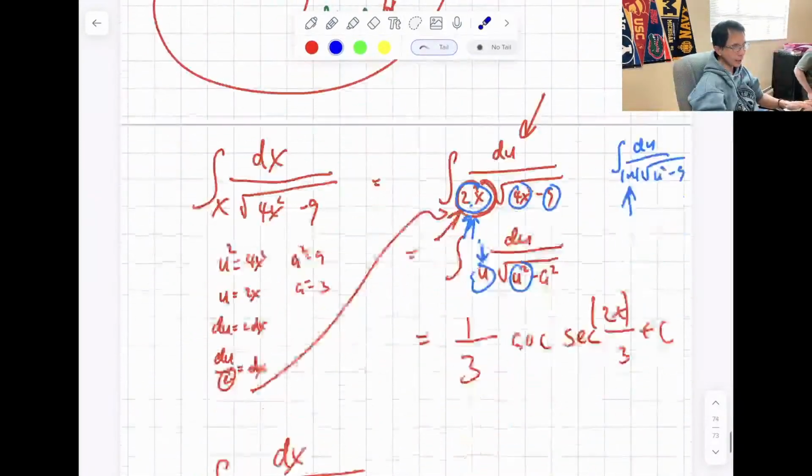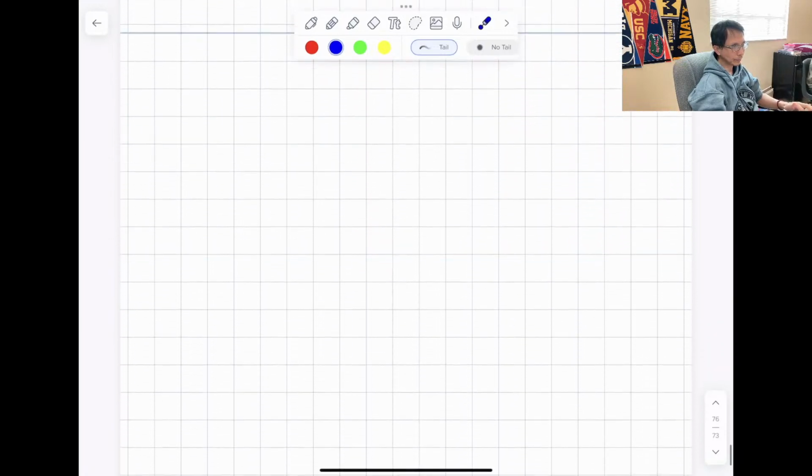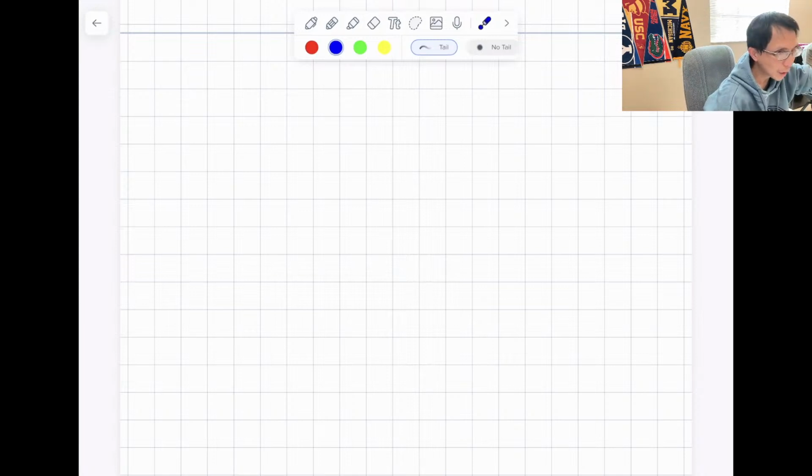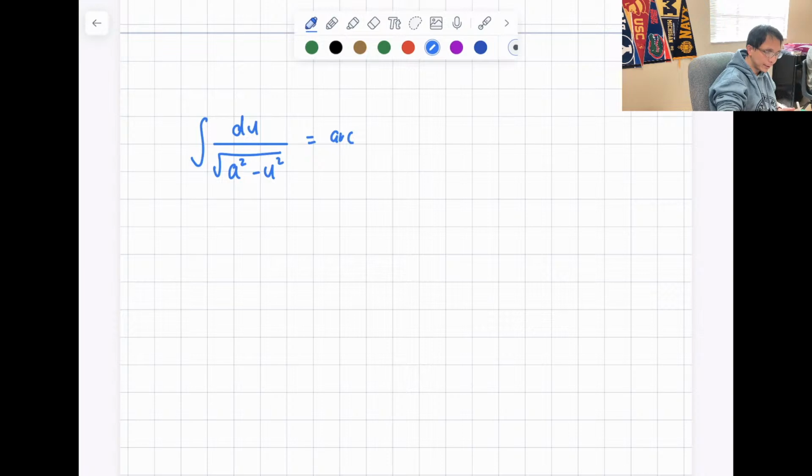Any questions? I'm going to cover today's stuff. Okay, let's cover today's stuff then. Today's stuff is this. It's really like the reverse of what we learned yesterday. So du over square root of a squared minus u squared is equal to arcsine of u over a plus c. This is the first one.